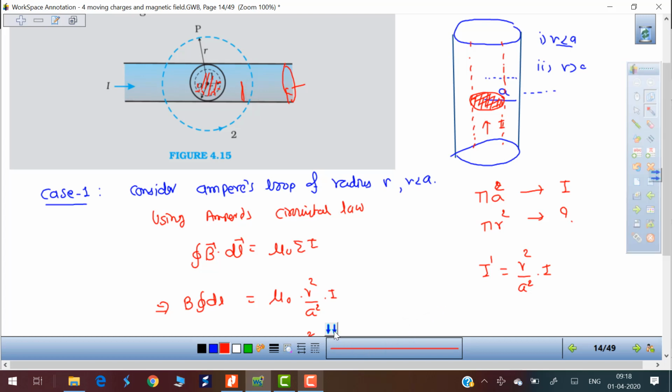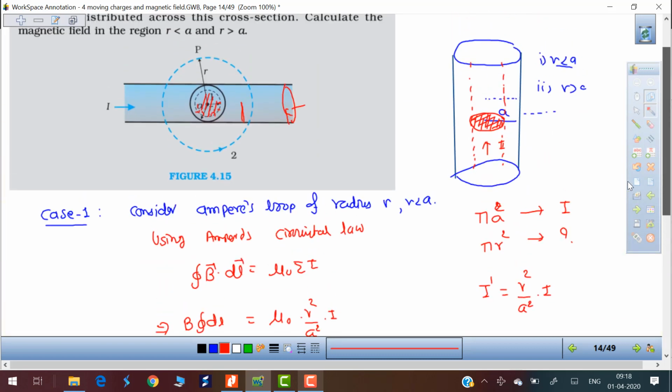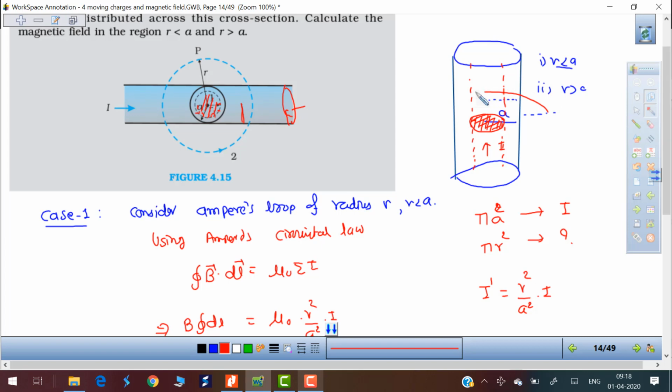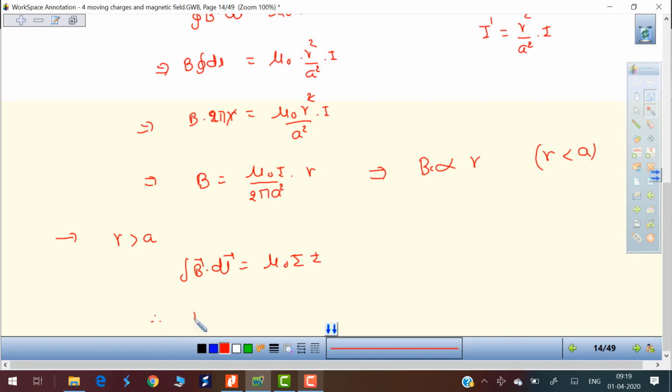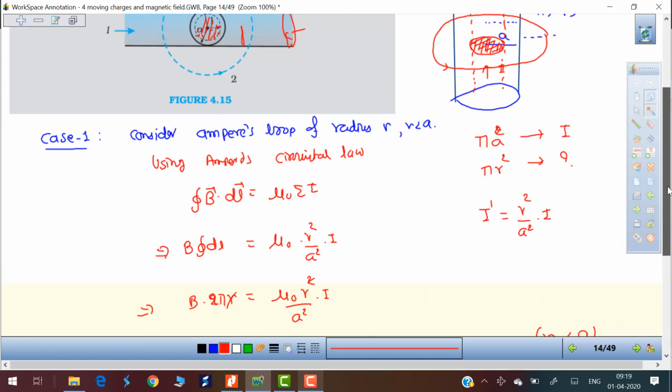Now I take a loop outside. So this is the loop, or I can take the loop here. Again I use Ampere's Circuital law. Here R is greater than A. So integration B dot dl is equal to mu 0 sigma I. B is constant, similar to the previous case. dl cos 0 is 1. So mu 0.